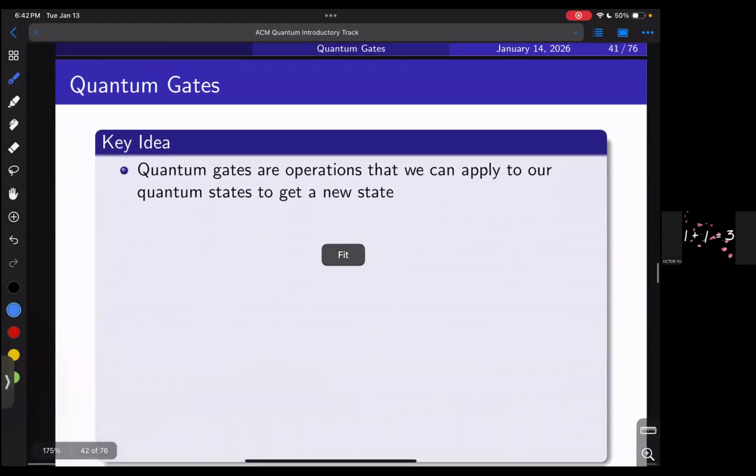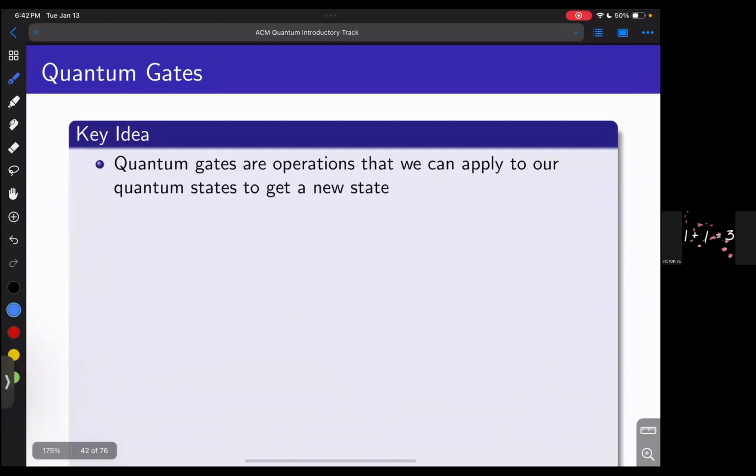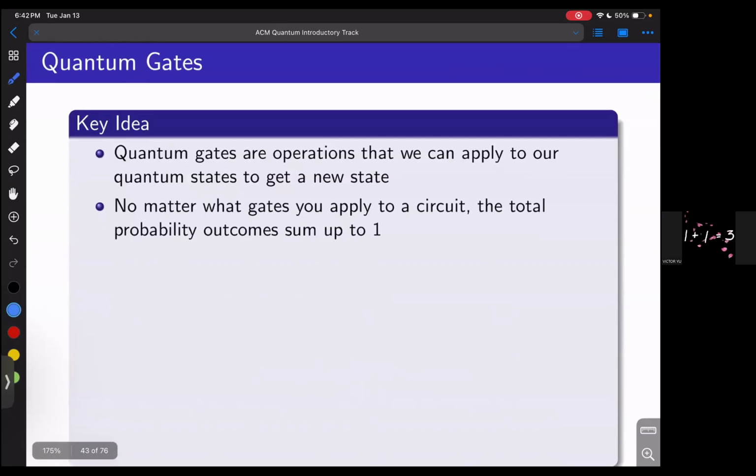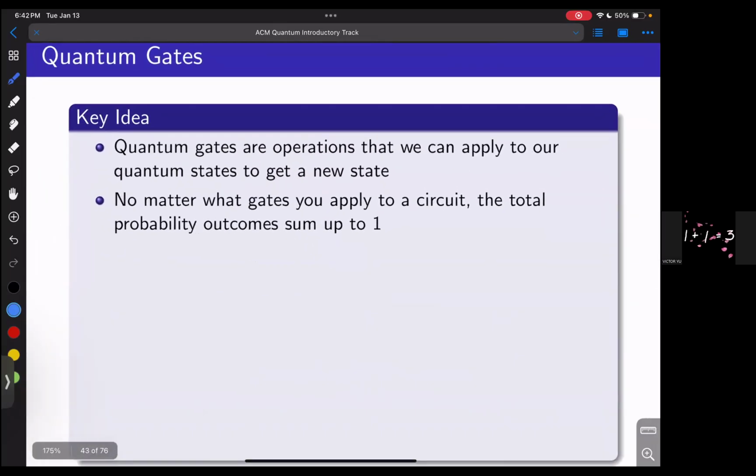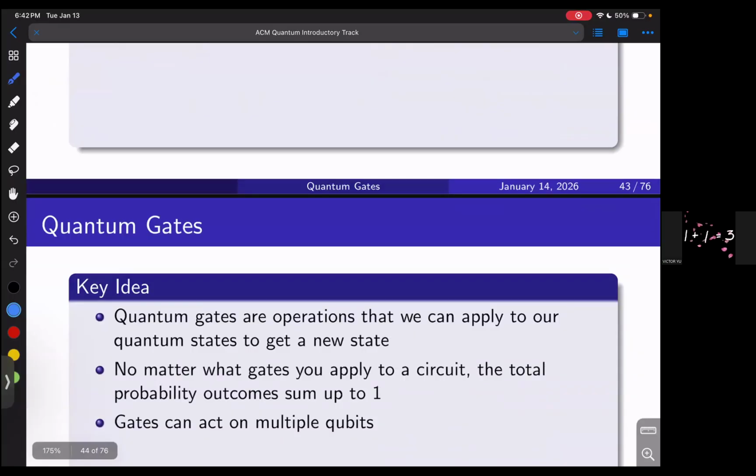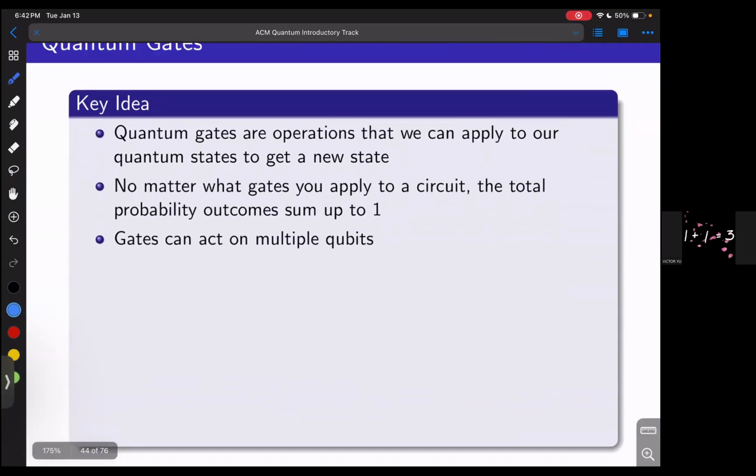Okay, now we move on to how to actually do operations on quantum states. So we discussed how to represent single qubit states and how to represent multi-qubit states. Now we want to perform computation on these states. The way we do that is with quantum gates, and these are operations that we apply to states, and we get a new state as an output. And no matter what gates you apply to a circuit, like we said, the sum of the probabilities of getting 0 and 1 has to add up to 1. So they always have to be normalized afterwards. And another idea is that gates can act on multiple qubits. So we call those multi-qubit gates.